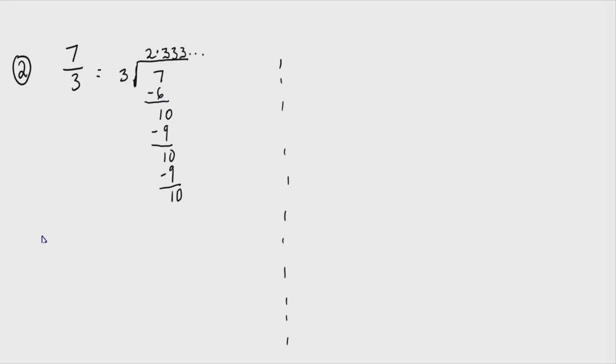So this one here, our answer, 7 divided by 3 is equal to 2.333, and that's to 3 decimal places. It just keeps going through eternity.